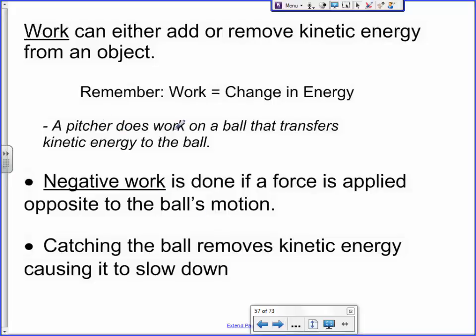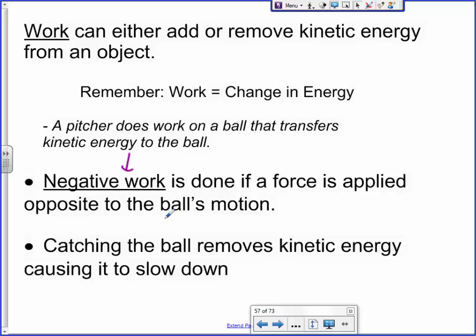Let's say a pitcher throws a ball. He's giving the ball the energy it needs, right? Why does it stop though? Well, the catcher does work in stopping the ball. Does that make sense? He is going to do some work to cause the ball to slow down, essentially. It's going to change its kinetic energy from going really fast to nothing. So it is actually possible, this is what I'm getting at here, you can do negative work.